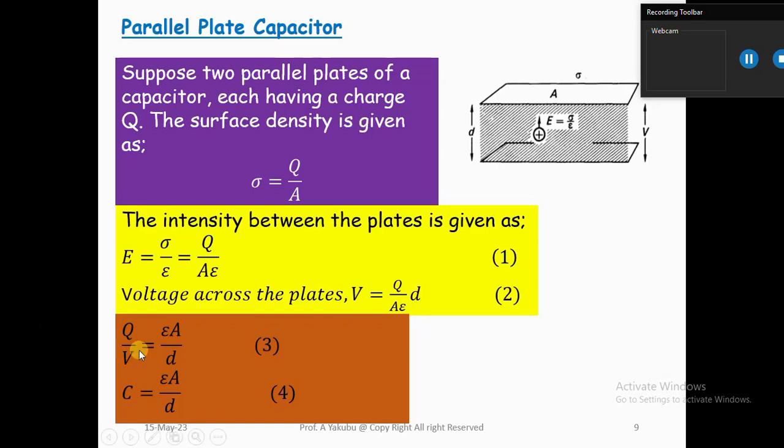Charge, voltage equal to charge times the area or capacitance here. And while we have said this is capacitance, so voltage now is the charge AE divided by D, the voltage across the distance between the two plates. Charge divided by voltage is EA over D, where E is the permittivity, A the area of the plate, and D the distance between them. Therefore, capacitance, because this is capacitance, C is equal to Q over V.